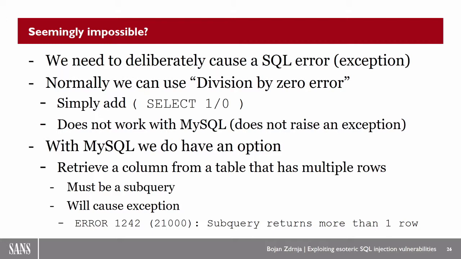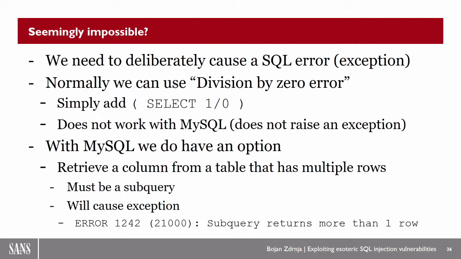So how would I cause an error? This is how we do it typically. Divide something by 0. This will cause an exception, because we cannot divide anything by 0. So if I do select 1 divided by 0, that will be an exception absolutely everywhere, unless you're running MySQL. Why? Because some genius that develops MySQL decided that 1 divided by 0 is 0.